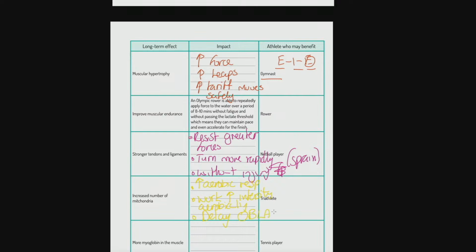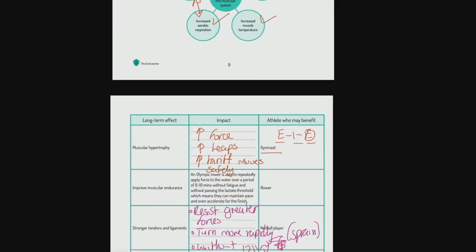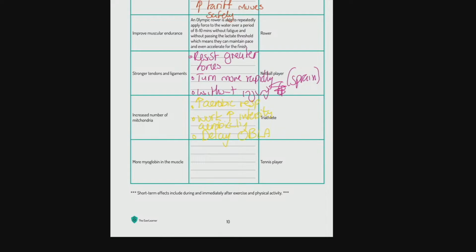OBLA is the onset of blood lactate accumulation. It's where fatigue starts to set in because lactic acid is building up. That can be delayed to a higher intensity. Now, what about myoglobin for a tennis player? We would say exactly the same as above. We've got better oxygen utilization at the muscle.